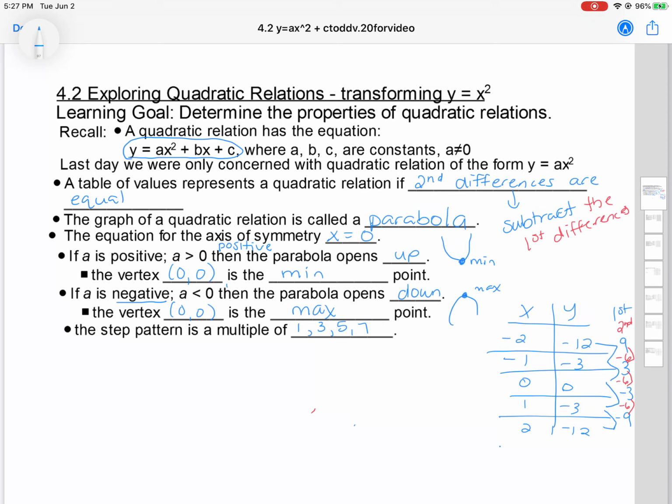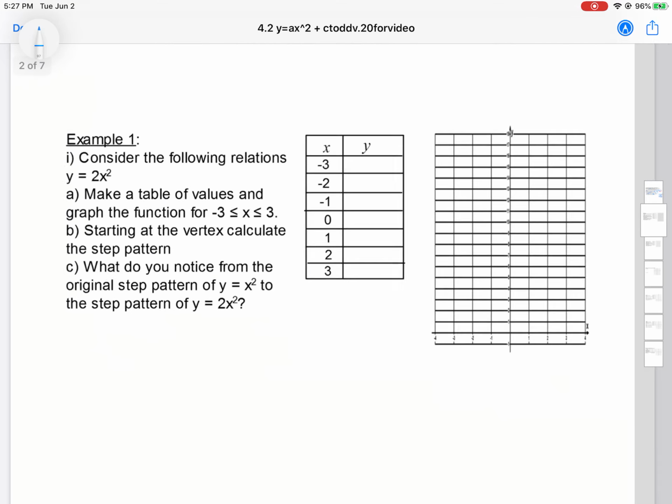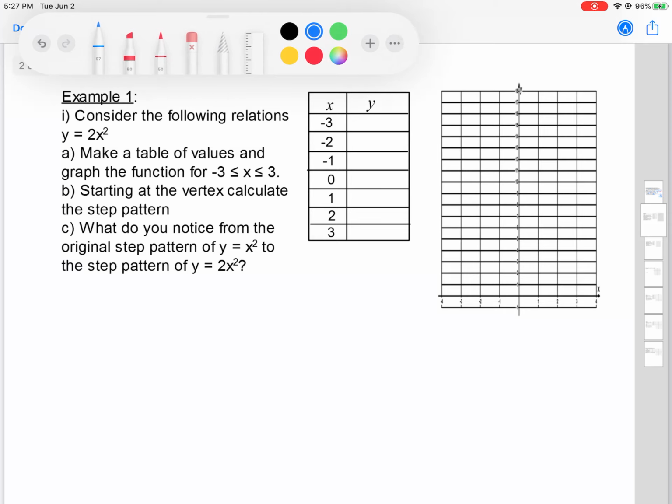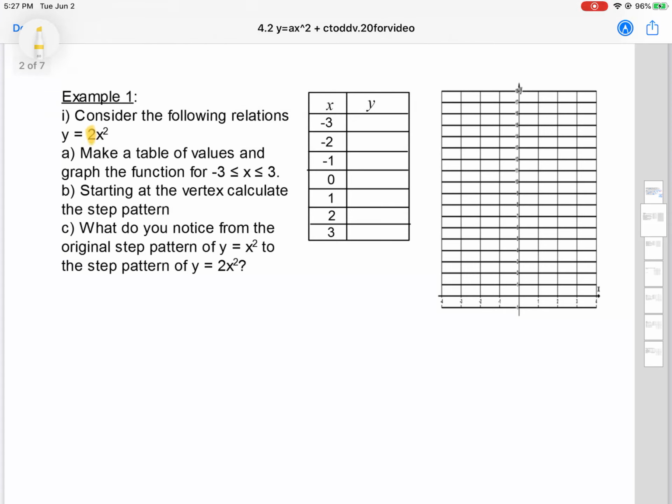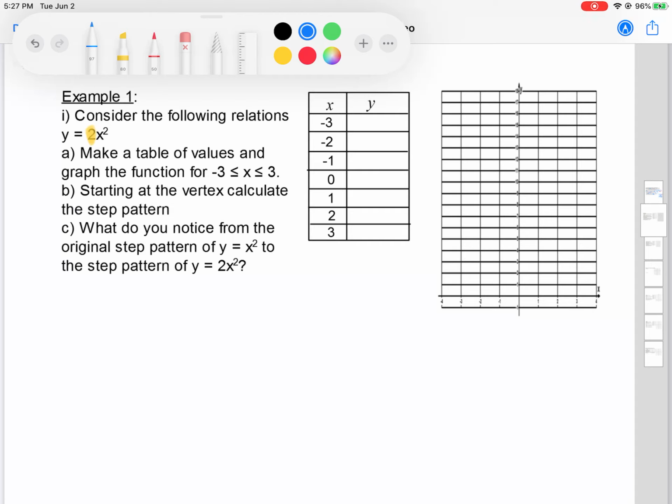I'll show how it works using a table of values, but then we want to be able to only use the vertex and the step pattern in order to graph parabolas. The last example in both transformations will be just using the equation. We're not going to use a table of values. That's what we're moving towards. If you look at this one here, and you like to highlight, get out your highlighter. We have an a value that is not 1. So I'm going to use my table of values and plug in the numbers.